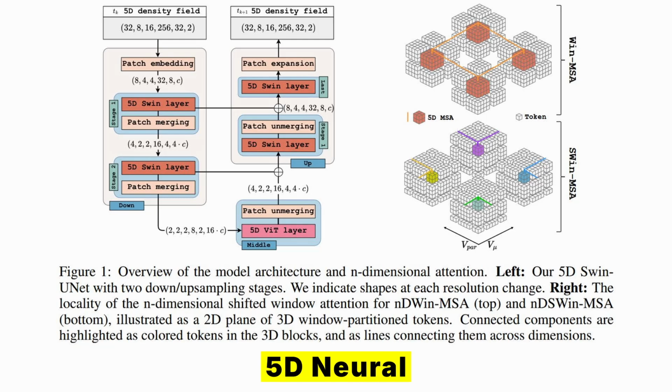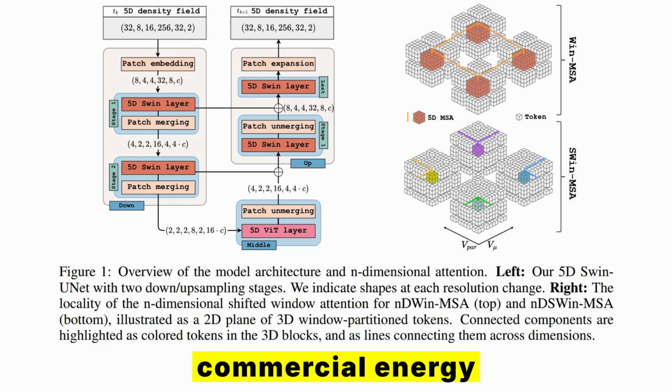The paper 5D Neural Surrogates for Nonlinear Gyrokinetic Simulations of Plasma Turbulence by Galletti et al., 2025, proposes a novel method for training neural surrogates for 5D gyrokinetic simulations to accelerate the deployment of commercial energy production via nuclear fusion.